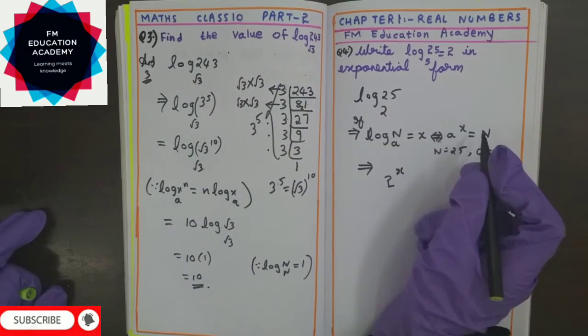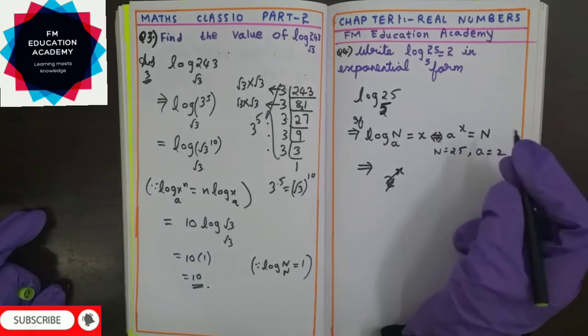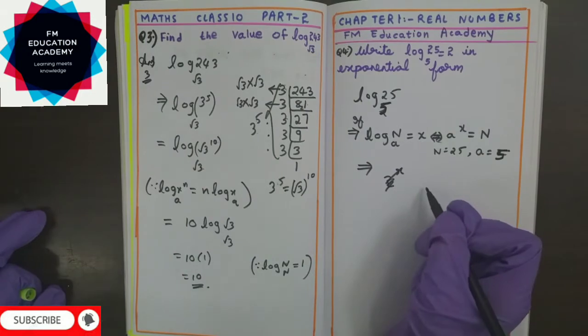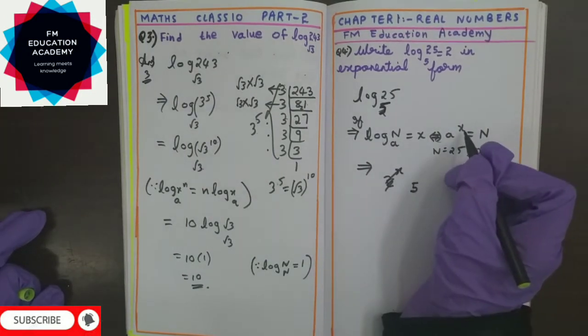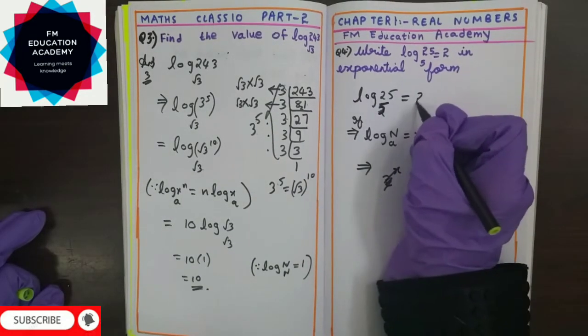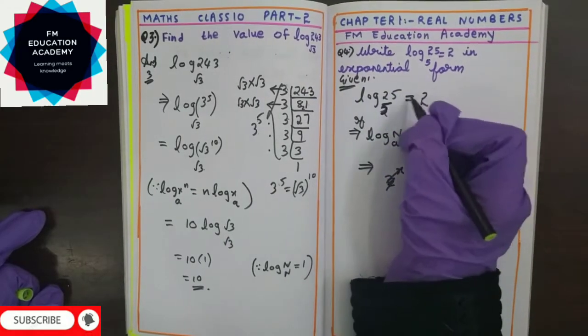If we see here, it is log 25 to the base 5. So I have n is 25 and a is 5. The exponential form is a, that is 5, power x. Here x is 2, if you observe. This is given: log 25 to the base 5 is equal to 2.